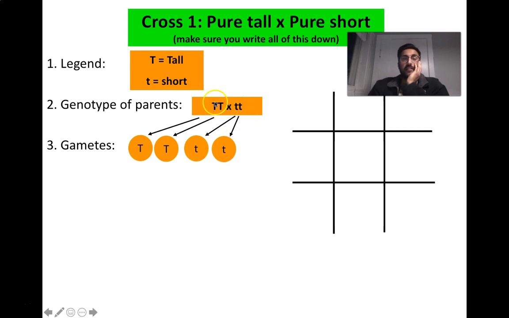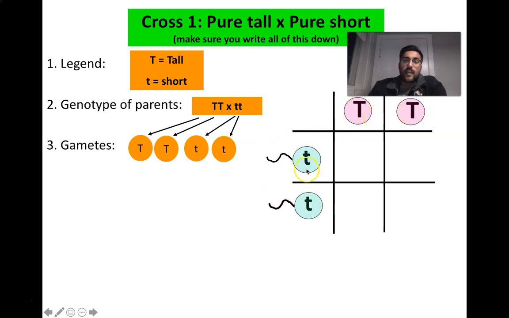Sex doesn't really matter here. This could be the male, this could be the female, or vice versa. We don't know. They're just P's. And so now I'm going to make my cross. To make your cross, you put dad's gametes, or whoever's gametes, on the top, and then you put the other parent's gametes on the bottom.